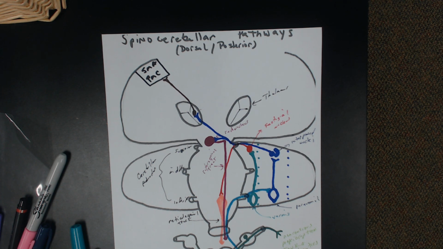Any other questions? Yes, Neil? So does the axon coming off of the fastigial nucleus go contralateral? No, it stays ipsilateral. Off of the fastigial nucleus, everything is ipsilateral. Off of the interposed nucleus, everything goes contralateral.